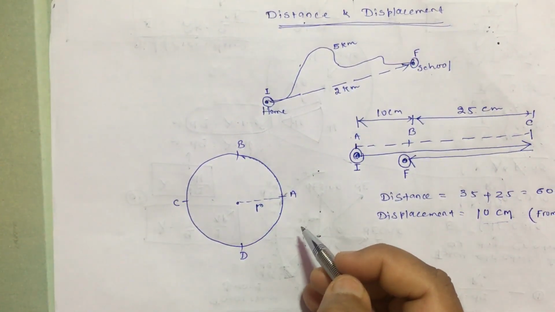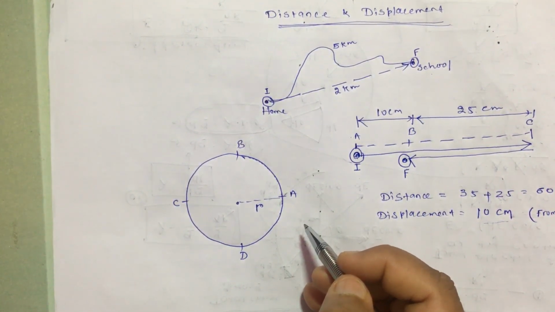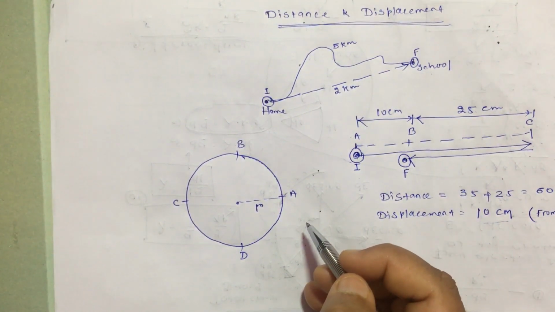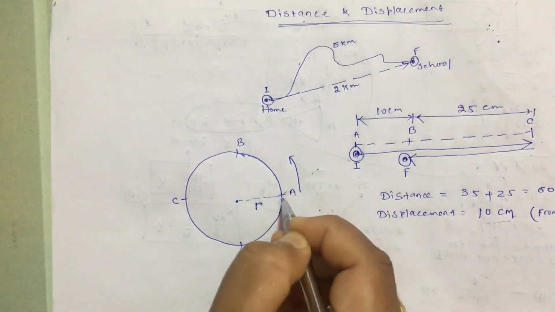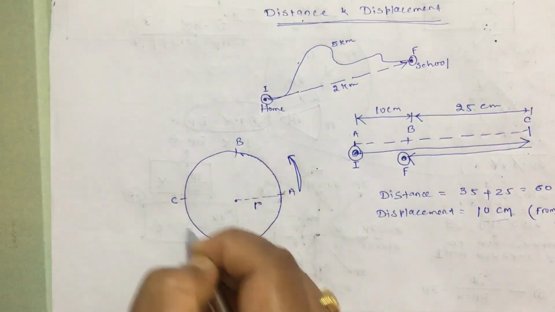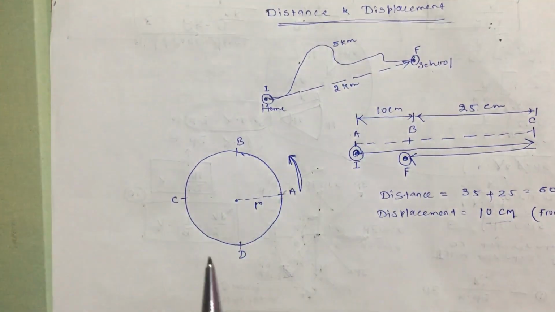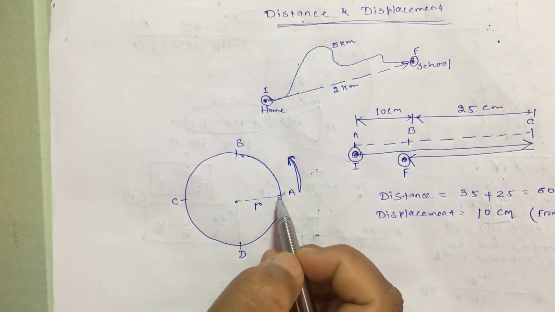Now the questions are, what is the distance traveled by the particle when it moves from A to B? What is the distance traveled and what is the displacement? Both are asked, when the particle moves from A to B. It is moving in anti-clockwise direction like this, on the circle. So the first part is how much distance is covered and what is its displacement when it moves from A to B.